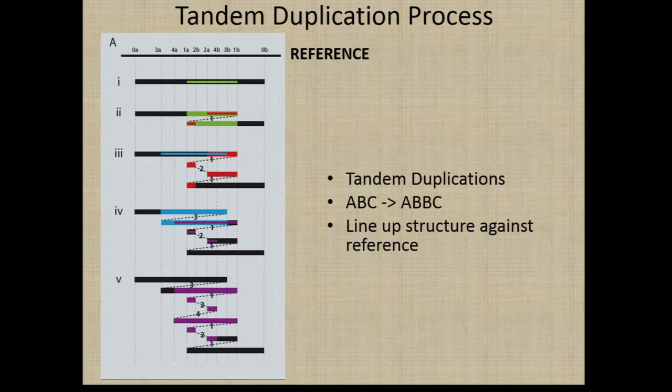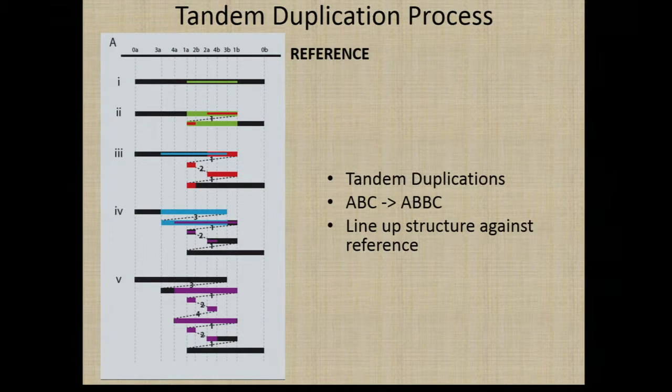And then we're copying the piece of DNA and shoving it next to itself, so the ABC becomes ABBC, if you like, algebraically. But we're lining these up to the reference, so these two bits are both lined up to the same place, and we've got a connection from one end to the other. So this is a visual representation of what's going on with a tandem duplication. So we can keep going.